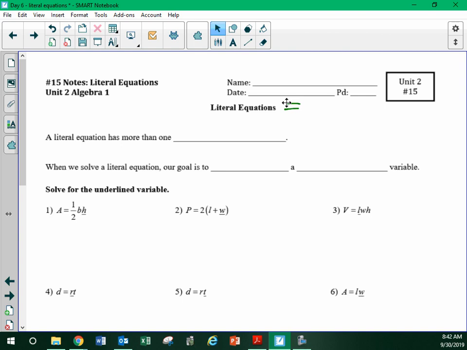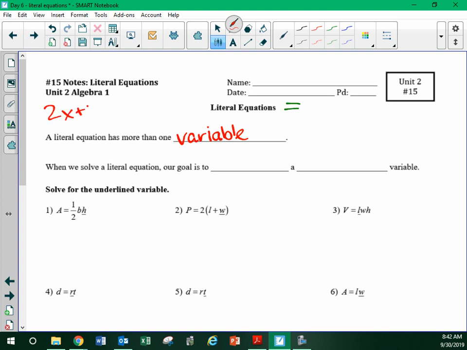So a literal equation has more than one variable. So far, we've just been working with one variable, where we had like 2x plus 3 equals 8. So a literal equation is where we have more than one variable. So let's say that we had a y in there. 2x plus 3 equals 8y. This is a literal equation. There's two different variables we could solve.